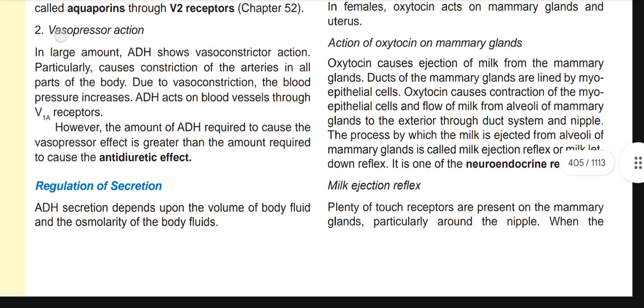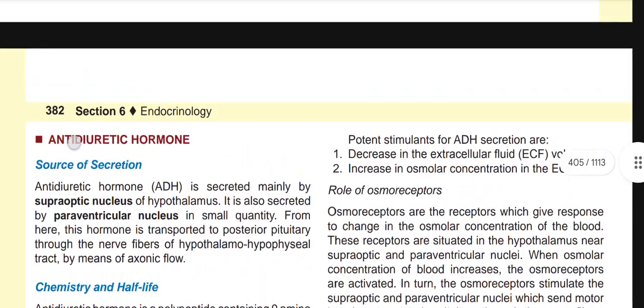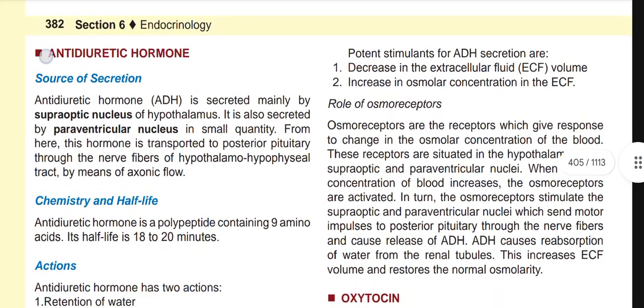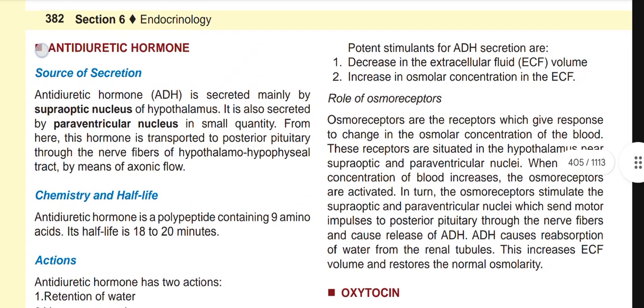Now, regulation of secretion. ADH secretion depends upon the volume of body fluid and the osmolarity of the body fluid. So, what is the regulatory portion? The regulatory conditions are the volume of the body fluid and the osmolarity of the body fluid. Now, potent stimulants for ADH secretion are decrease in the extracellular fluid volume and increase in the osmolar concentration in the extracellular fluid. Now, role of osmoreceptors.